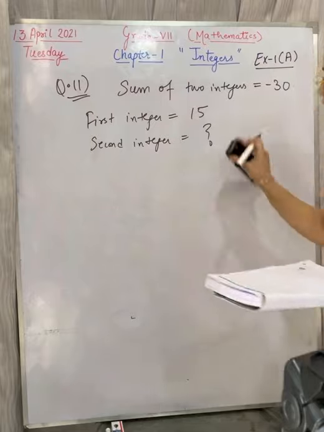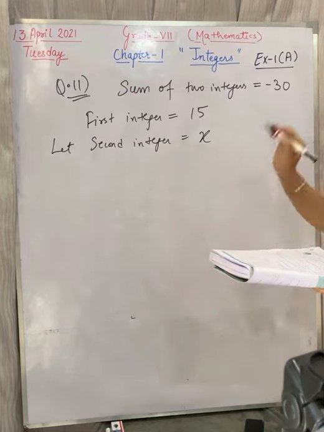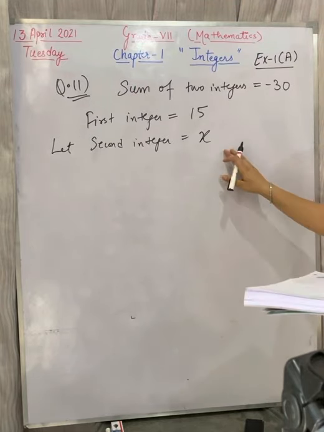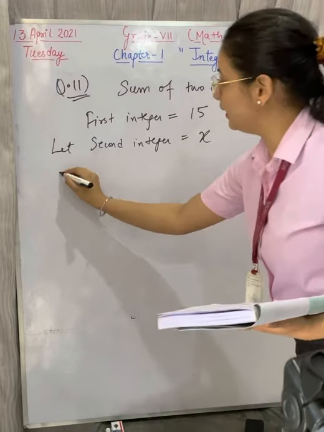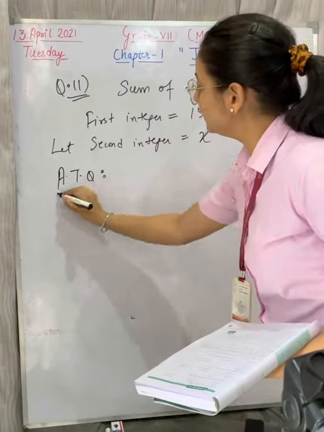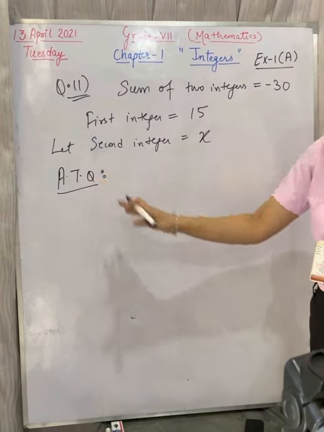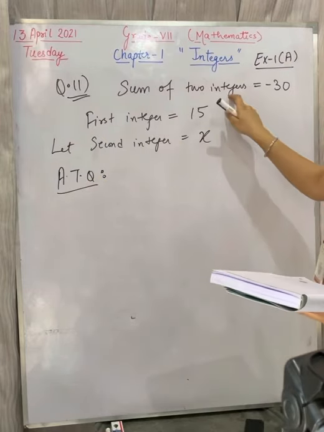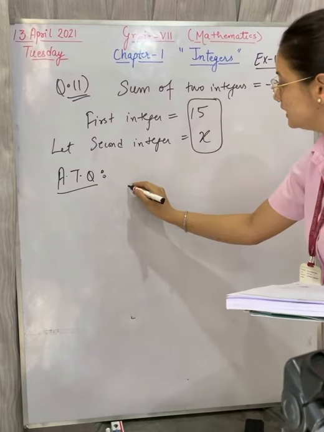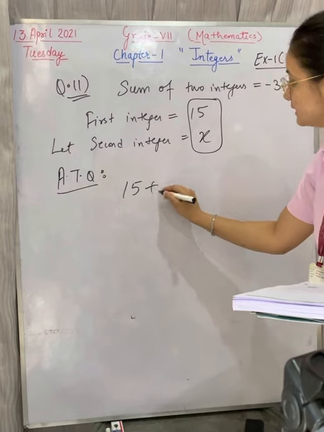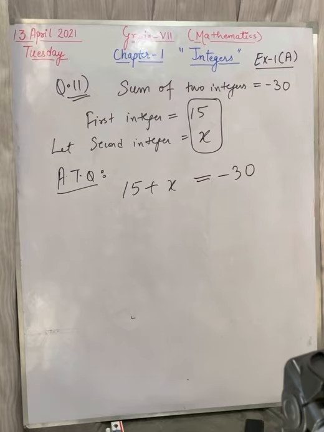So you have to suppose here, let the second integer be x. The second integer is not given, so I am supposing that the second integer is x. Now you write according to the question. ATQ is according to the question, or according to the statement you can write ATS. So here, sum of two integers, how can we write it? These are two integers. The sum of these two integers is 15 plus x, and it is equal to minus 30. You have to write in this way.